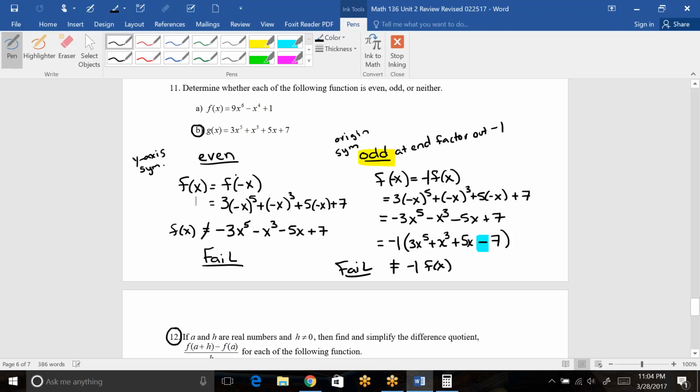So if you plug in a -x for even, it has to equal the original function once you work it out. If it does not, it's a fail. If you plug in a -1 and test for odd, at the very end you pull out a -1 and what's in the parentheses has to match the original. If it doesn't match exactly, you have a fail as well. So this means this has neither. This function is neither even or odd. So that is how that would work out. Are we okay with that one?